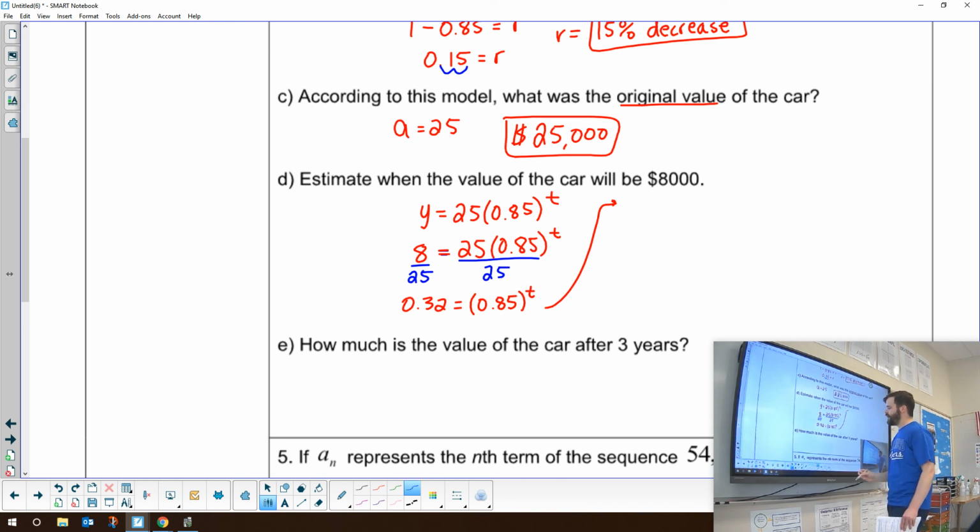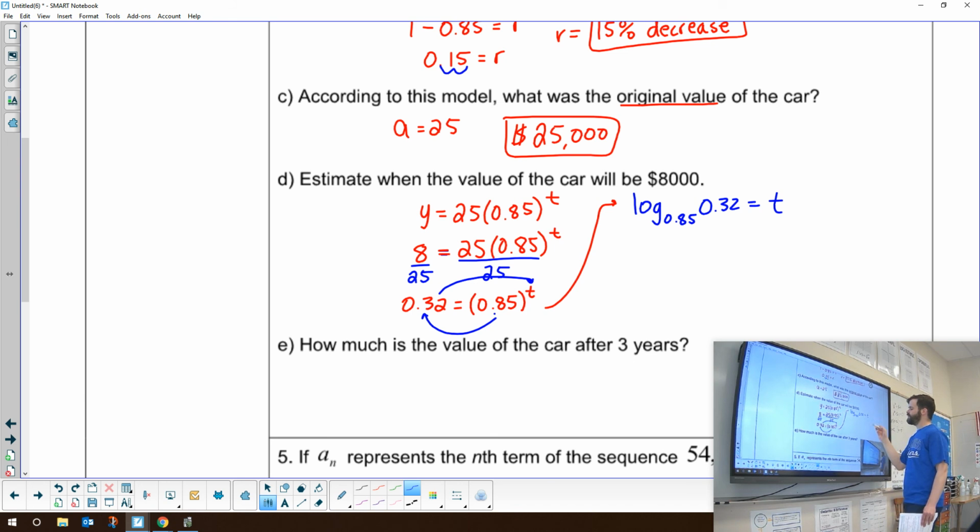Okay, so it's important to remember how to do this. I'm going to go log of base 0.85 to the power of 0.32 equals my power, which is t. And so now that's what I've done. I've got my time by itself, and I just need to plug this into my calculator.